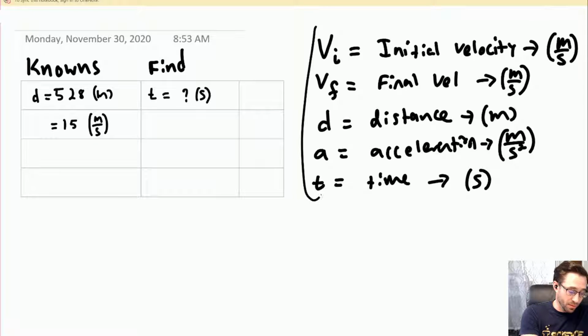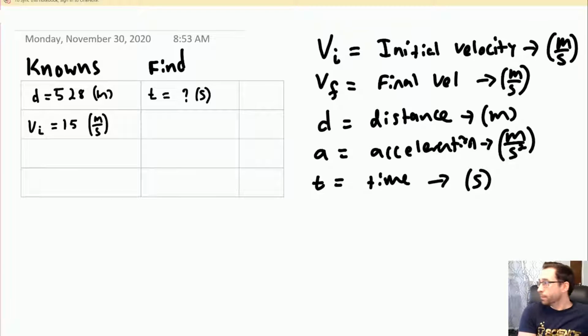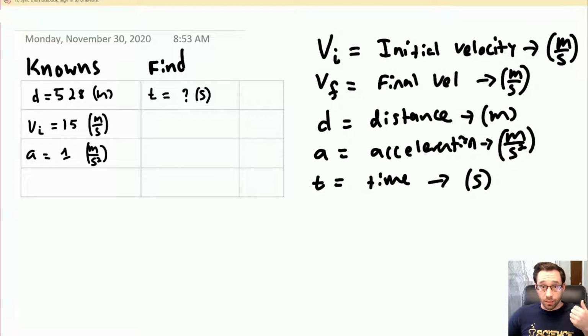Which one of these variables is it? v sub i, so the initial velocity. And then it was accelerating at 1 meter per second squared. So that one should be pretty easy. 1 meter per second squared. So that's going to be the acceleration. All right, is there any confusion so far? So we wrote down what we need to find, which is the time, and we got down the three knowns.